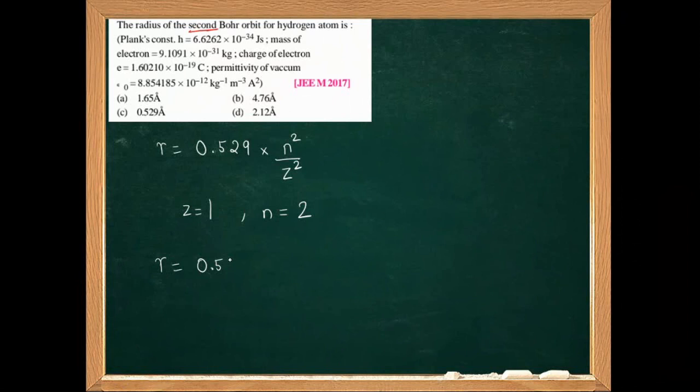So this will be 0.529 into 2 square, which is 0.529 into 4. All I have to do is just multiply. So 2.116, and this value is in angstrom. If you see which is a closer option, option D. So 2.116 is approximately 2.12 angstrom. So option D is the right answer.